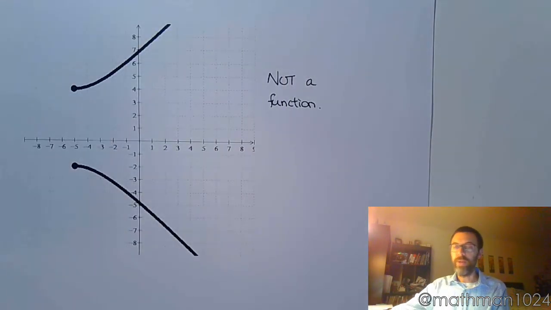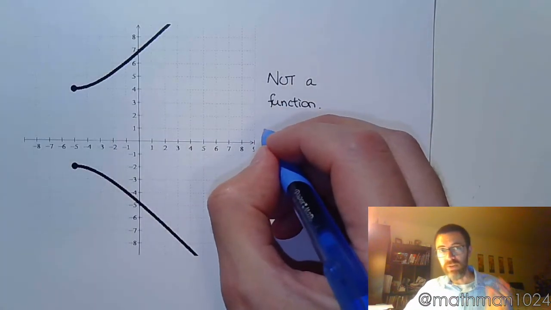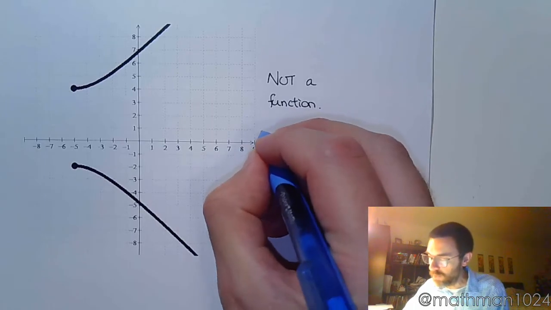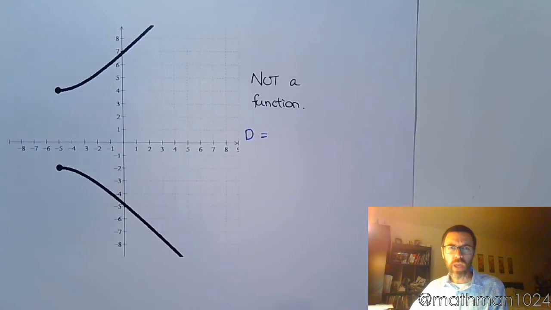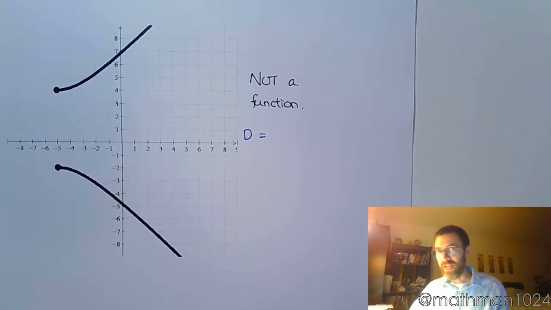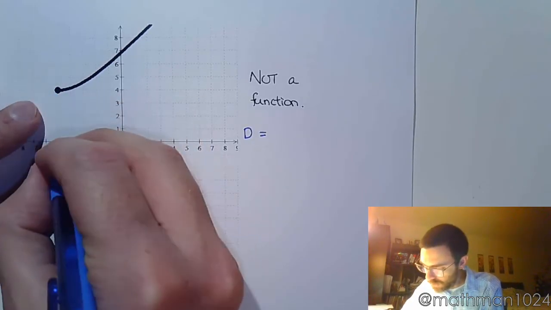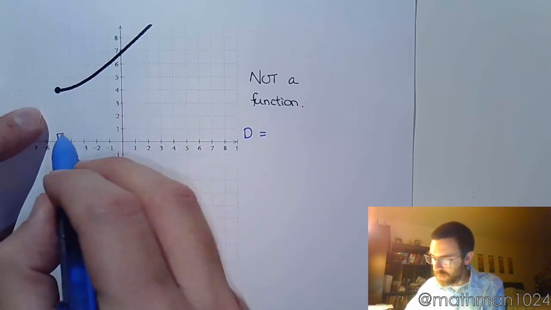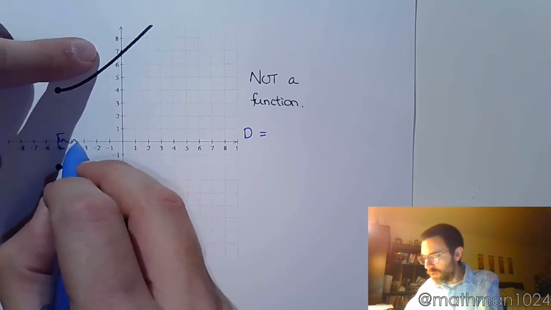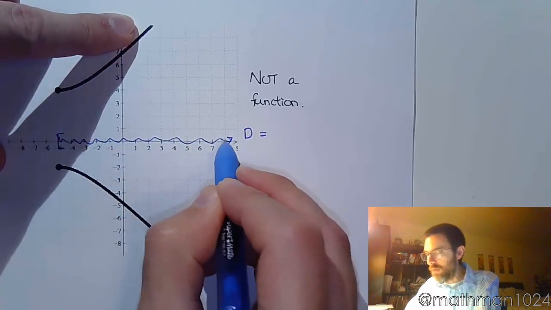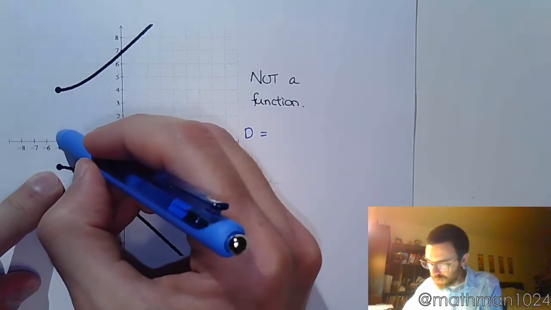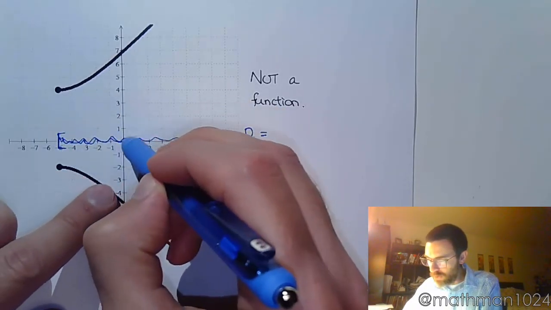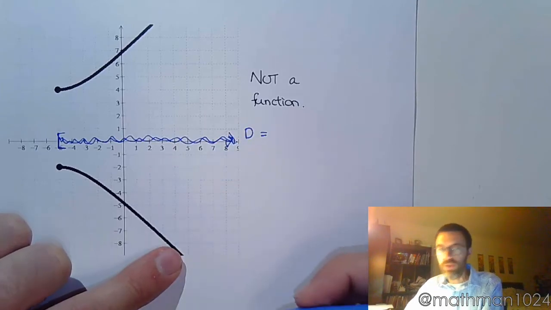Well, what about the domain? Even though it's not a function, it's still a relation, which means it has a domain. So let's check this out. If I were to do what I did on the last example for the range and do it for the domain, this piece right here starts at -5 and he goes all the way out to the right. This other piece also starts at -5 and goes all the way out to the right.